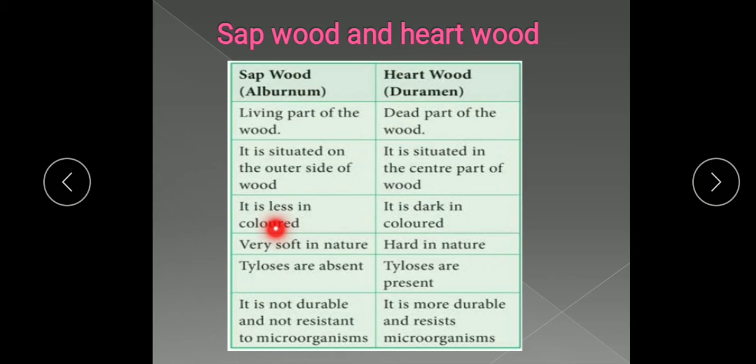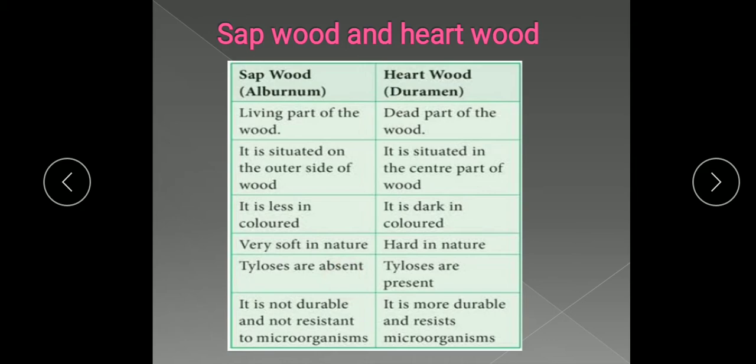Sapwood is less in color, meaning light in color, and heartwood is dark in color. This dark color is due to the deposition of certain substances in the heartwood. Parenchyma cells of the heartwood are dead, but before they die, they usually produce oils, resins, gums, coloring matter, tannins and antiseptic materials. Because of these, they become dark colored. Sapwood is soft in nature, heartwood is hard in nature.